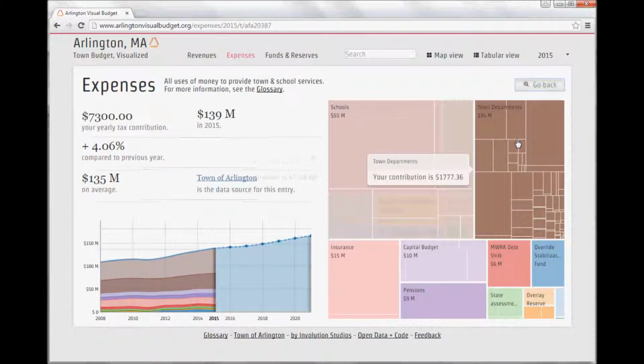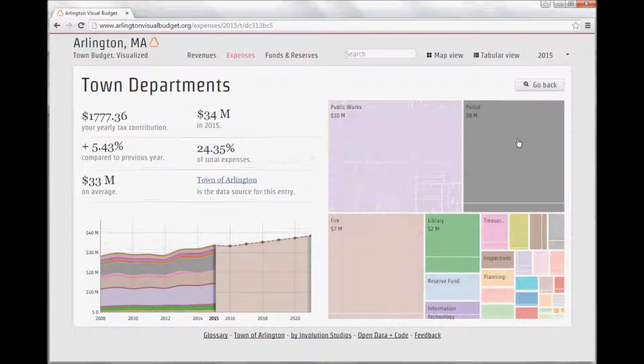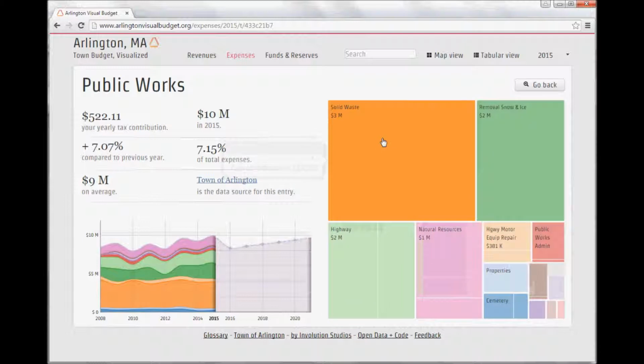This taxpayer is spending $350 per year for fire protection services, $400 for police, and $115 for the library. You can even see the tiny blocks by hovering over them. The Finance Committee cost this taxpayer 62 cents this year. We can dive even deeper to get more details. Here you can see this taxpayer is paying $181 for trash collection and $108 for snow and ice removal.